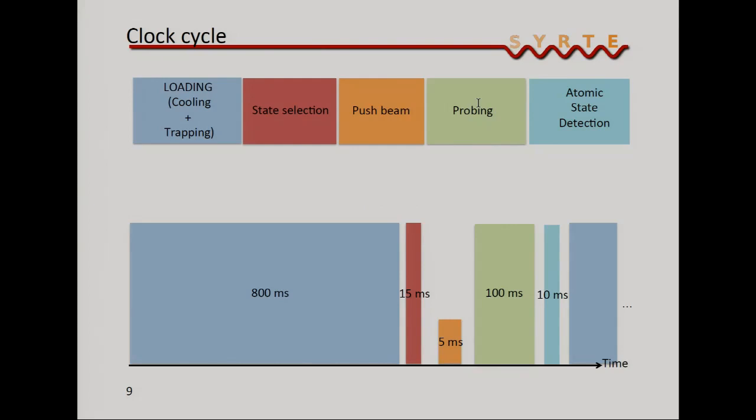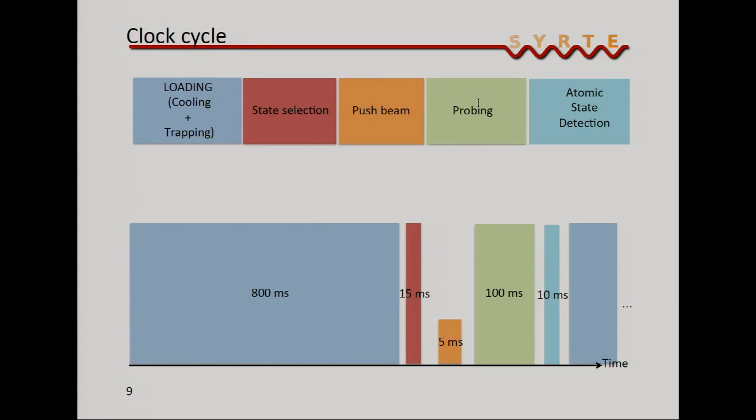Here I present the clock cycle. When we run the clock, we have several steps that are repeated again and again. The first step, as I said, is loading the atoms. We cool them with the 3D MOT. Then we trap them with the lattice laser. Then we have atoms in two Zeeman states. We state-select one of them, which goes to the upper level. Then we apply a push beam to blow away the atoms that stayed in the bottom level. And we proceed to the probing of the atoms with a pi pulse.